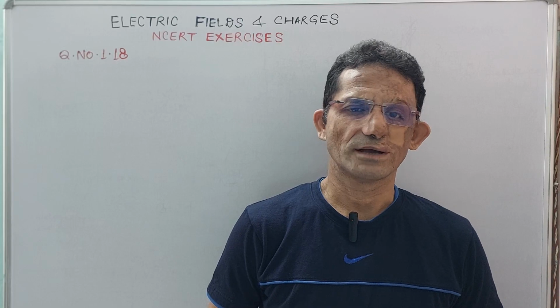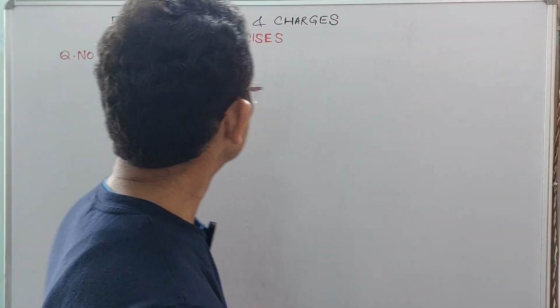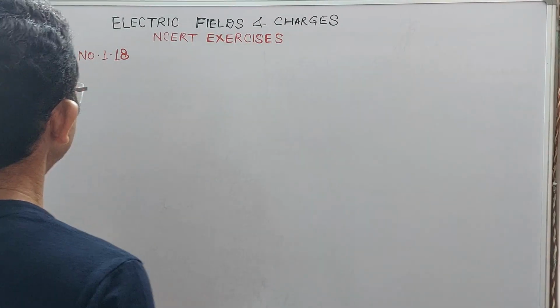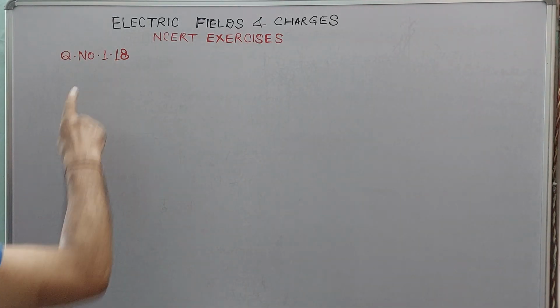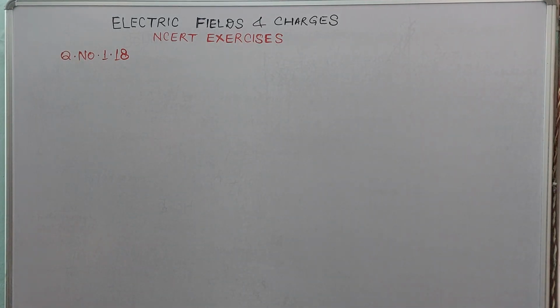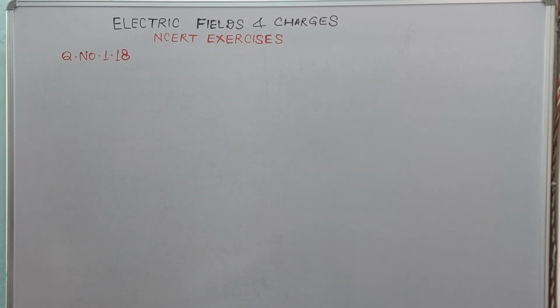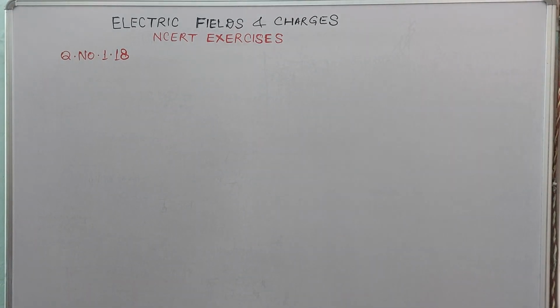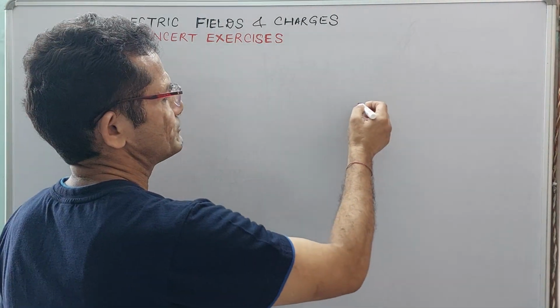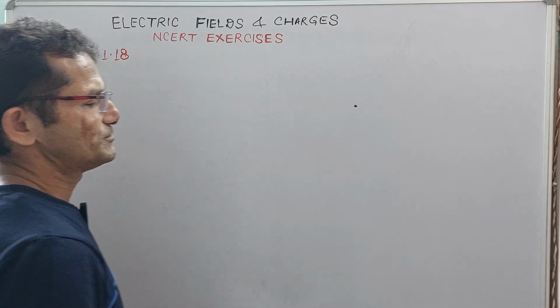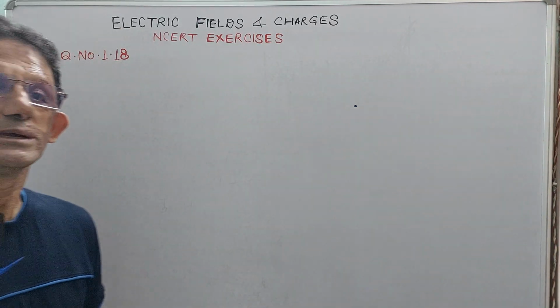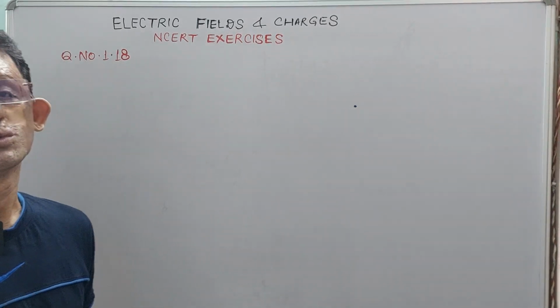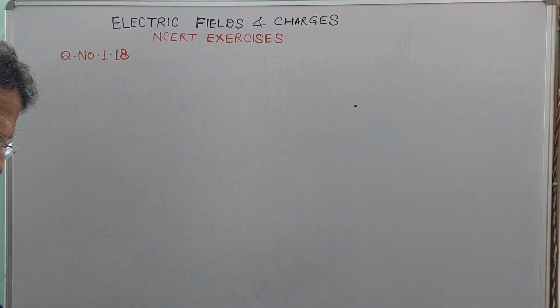Now we will continue the exercise on electric charges and fields, and this is the exercise of the NCERT textbook, question number 1.18. In this question there is a point charge of 2 microcoulomb. We have to find the electric flux passing through a face of a cube.